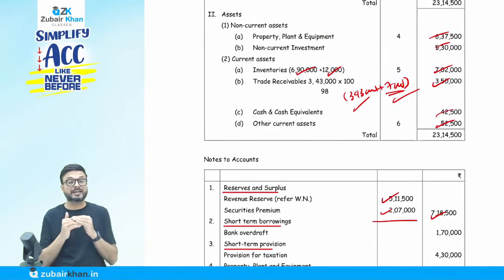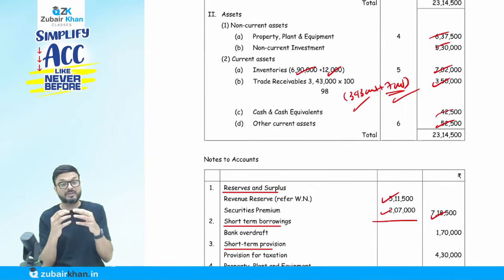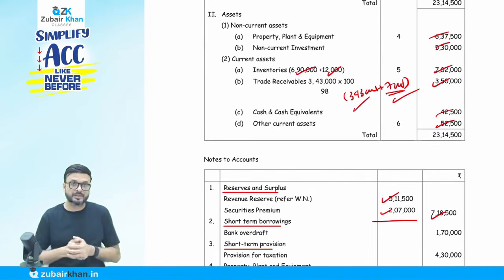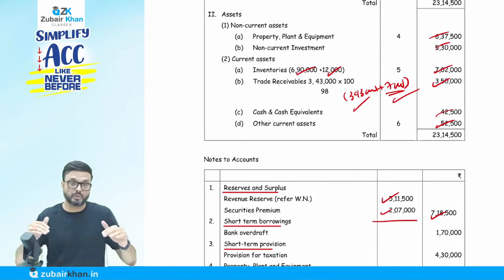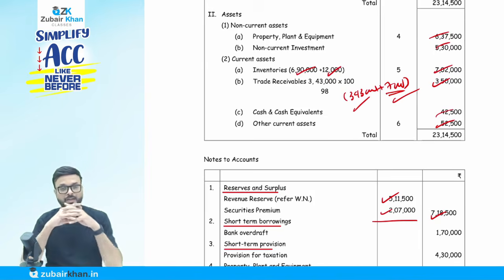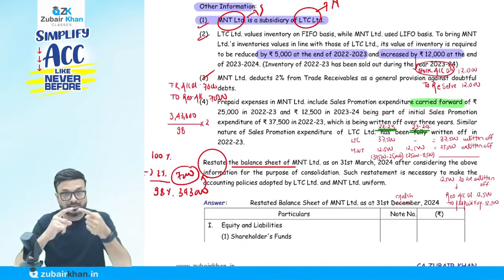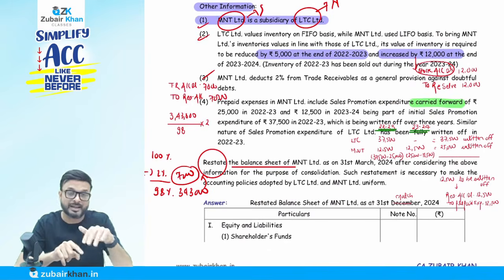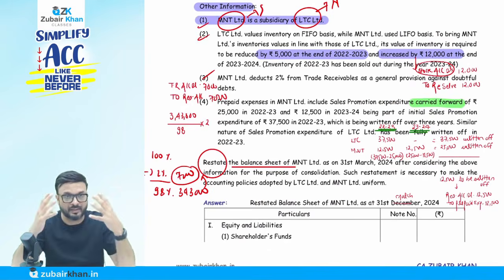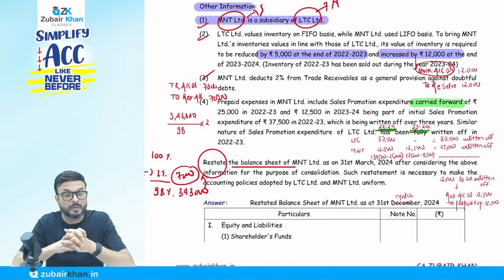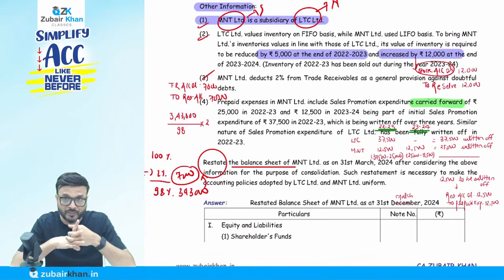So we have not prepared a consolidated balance sheet. We have changed the figures in the subsidiary company's financial statement to make it uniform accounting policy with the holding company. So always go to the double entry system. Pass the journal entry and see what effect is going to come. One effect is on the profit, another effect is on the relevant item. So this is all about the consolidated financial statement.